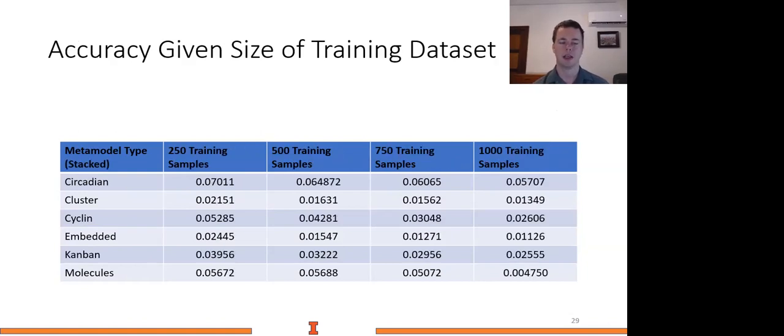We also evaluated the accuracy for our stacked approach given different training data set sizes. Obviously, you want to have as many training samples as reasonably possible in order to get the most accurate metamodel, but the base model takes so long to run that you often can't collect as much training data as you'd like. So it's important to know how accurate the metamodel approach is given very limited training data set sizes. So here we show the accuracy numbers for different training data set sizes, and we see that, as expected, more training data leads to more accurate metamodels. But we do see that even with a very limited amount of training data, we can still get reasonably accurate metamodels.